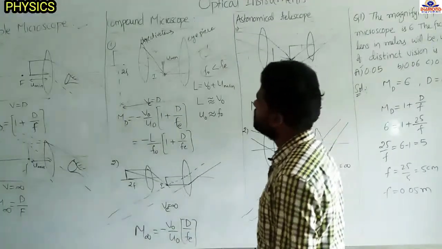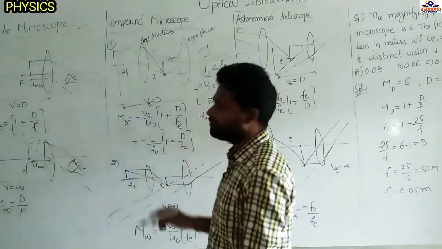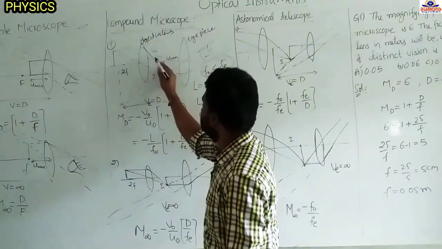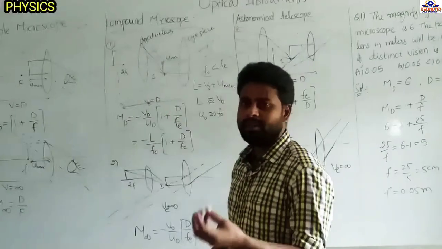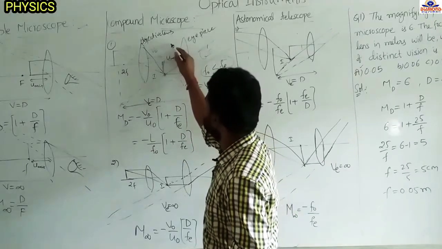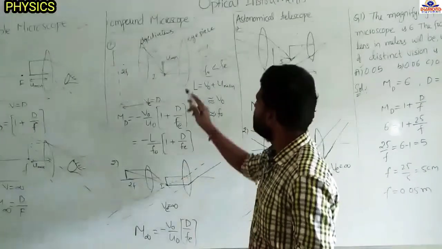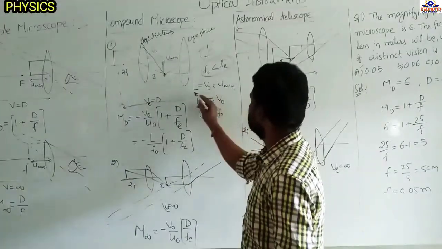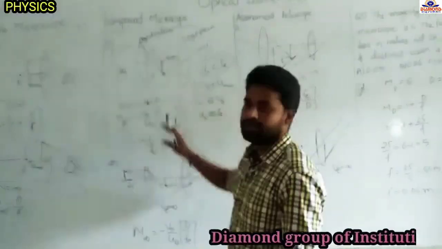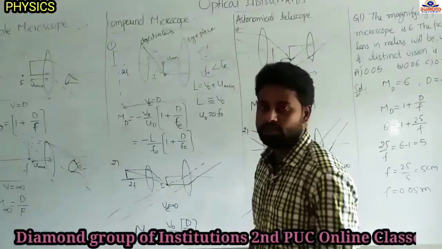Suppose in this case, now we have to find the length of the compound microscope. This length is nothing but, from here to here, the image distance of the objective lens. From here to here is the object distance, which is acting as the object distance of the eyepiece. Then the length is L equal to V naught plus U. In this case the object is at the minimum distance, so L equal to V naught plus U minimum.